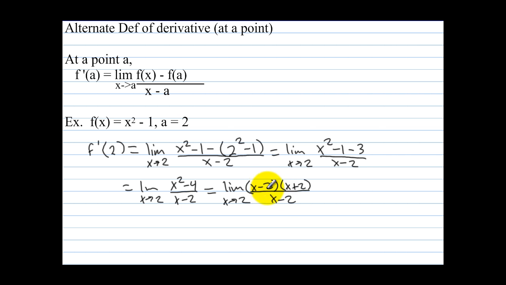And now we can cross out the issue we had with the denominator being 0, and we have the limit as x approaches 2 of x plus 2, and now we can finally use substitution to solve this. We have 2 plus 2, and finally we have 4 as the limit.